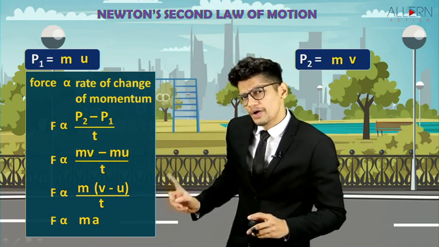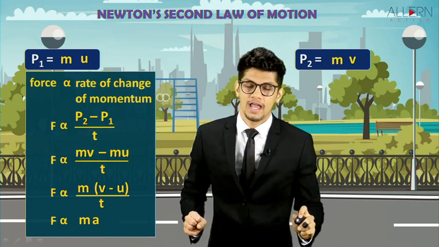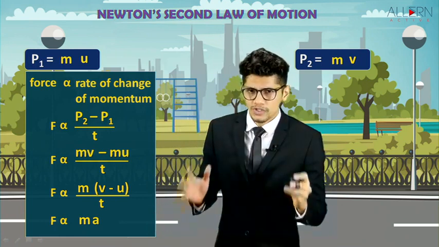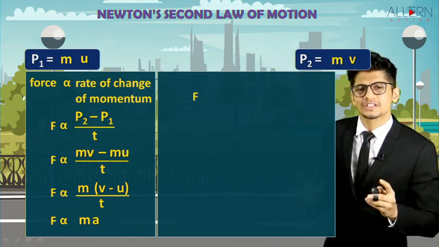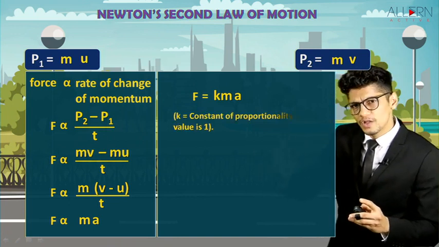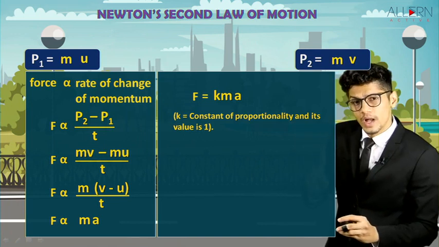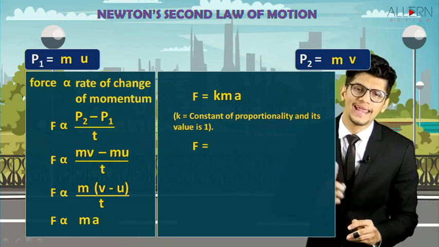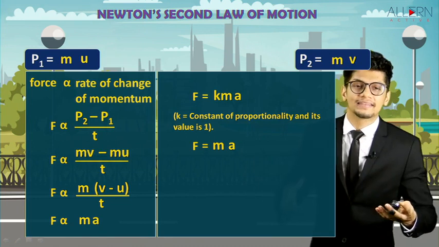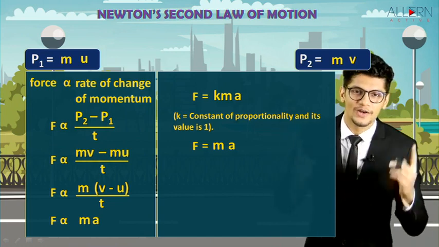Now we know that we cannot keep the proportionality sign. We have to remove the proportionality sign and put an is equal to sign there. But to remove the proportionality sign, we have to add a constant of proportionality. So here we insert a constant of proportionality, k, and we get k into m into a. Now we put the value of k as 1. So the constant of proportionality k will be 1, and 1 into m into a gives us m into a. So F is equal to ma is nothing but the formula of force, as well as the equation of Newton's second law of motion.